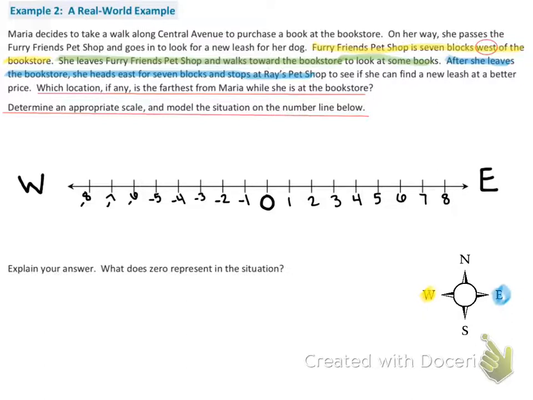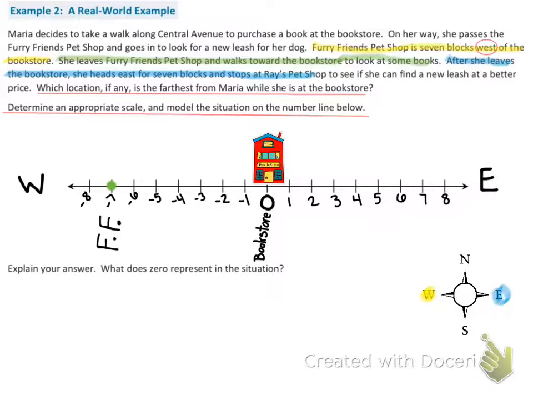So now I'm taking the information I have here. I know that when she leaves one shop and walks towards a bookstore and then goes to the other, it's 7 spaces away. With the information I have here, I can determine that 0 represents the bookstore. And just for a visual, here's a bookstore. And let's see, Furry Friend's pet shop is 7 blocks west. So if I go 7 spaces to the left, I have Furry Friend's pet shop. So I'm going to label it right there. I put FF for short, for Furry Friend's pet shop.